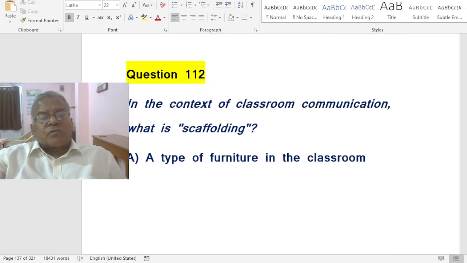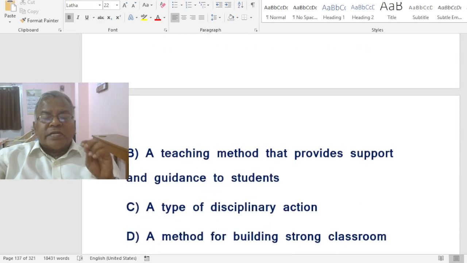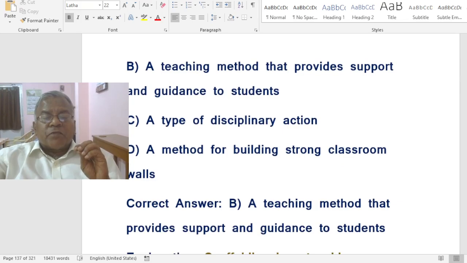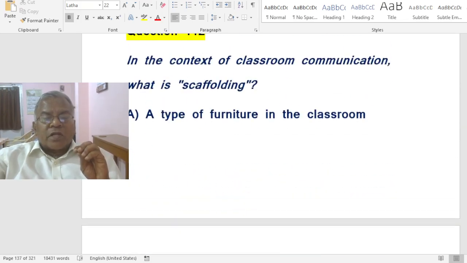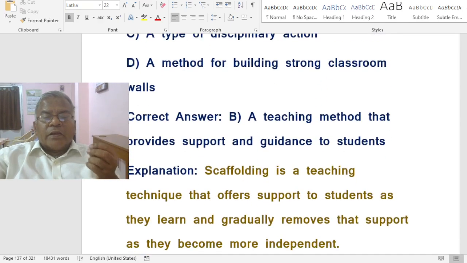In the context of classroom communication, what is scaffolding? A. A type of furniture in the classroom. B. A teaching method that provides support and guidance to students. C. A type of disciplinary action. D. A method for building strong classroom walls. So what is the question? What is the meaning of the term scaffolding? Scaffolding: a teaching method that provides support and guidance to students.